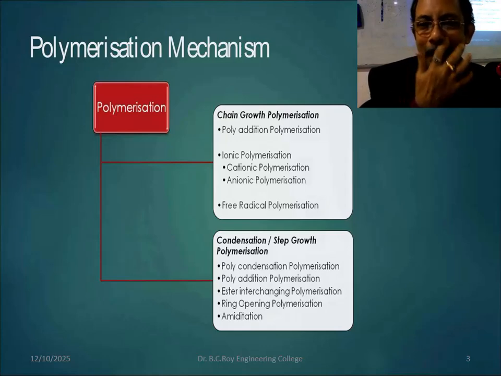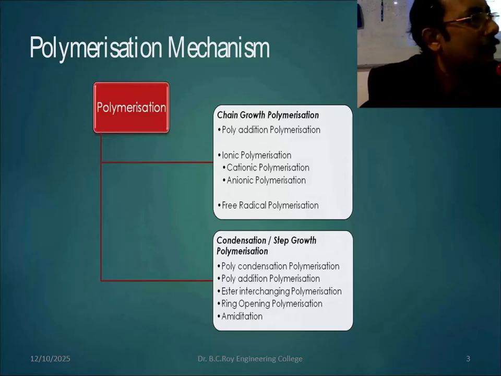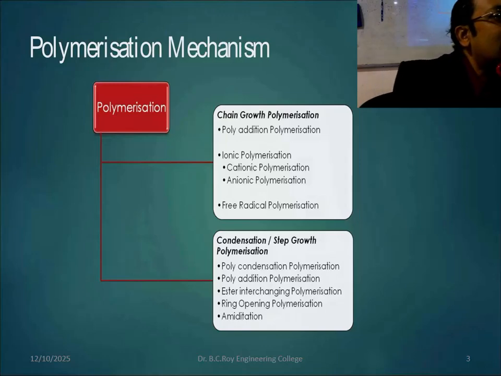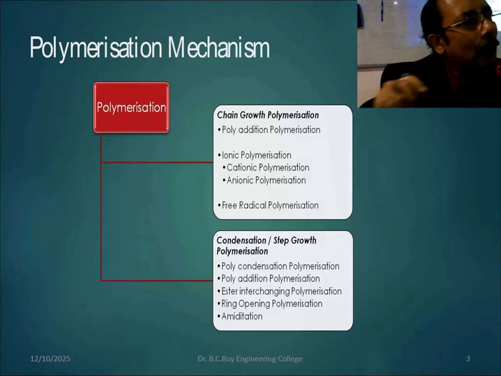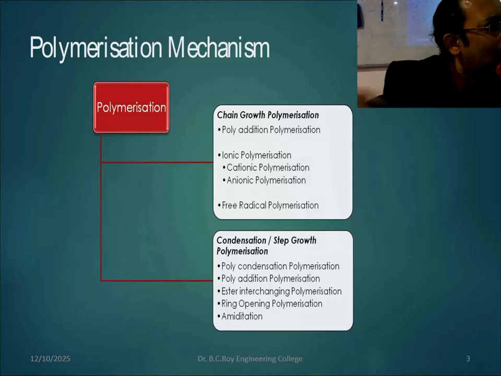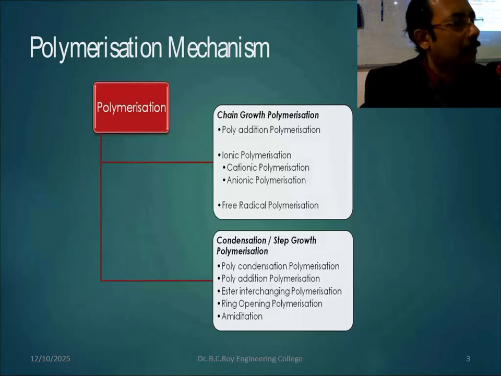So for polymerization, there are two major types. One is called step growth and another is called chain growth. Chain growth means the repetition is very fast and happens by itself, like ethylene to polyethylene, propylene to polypropylene, butene to polybutene, butadiene to polybutadiene. These types of polymerization are all called chain growth. And what is the meaning of chain growth? Repetition of the unit happening very fast.